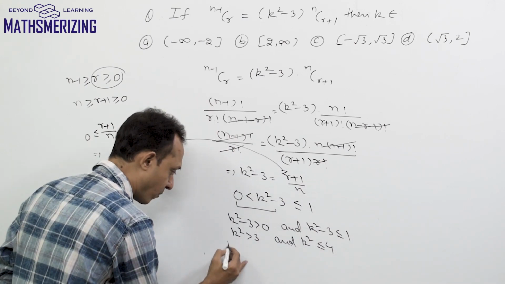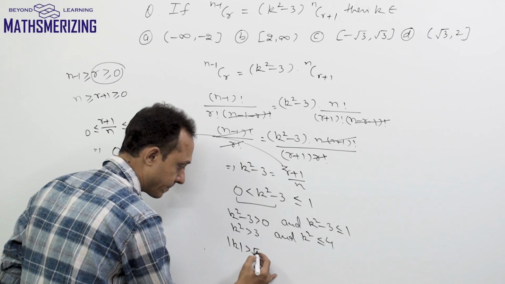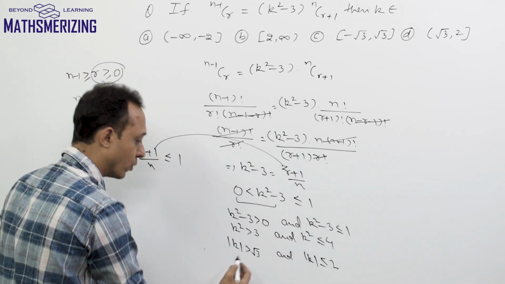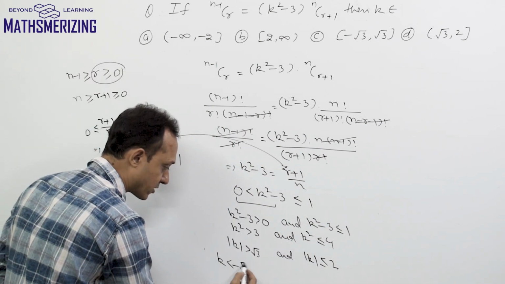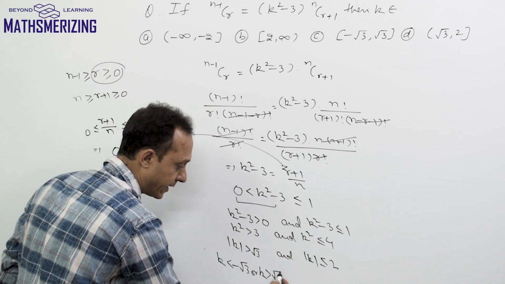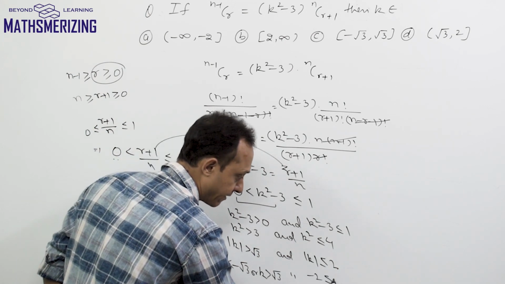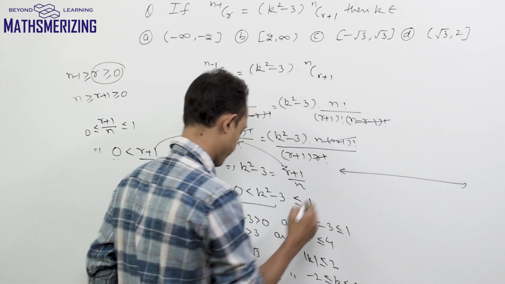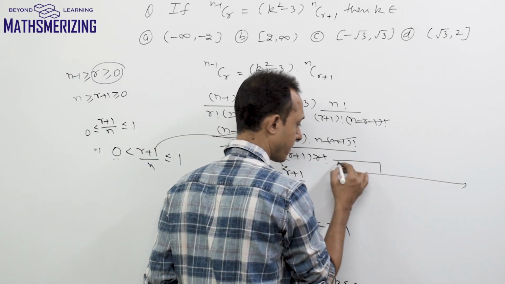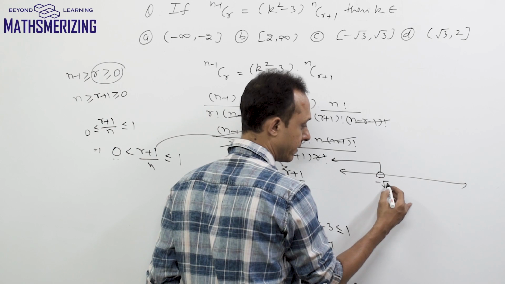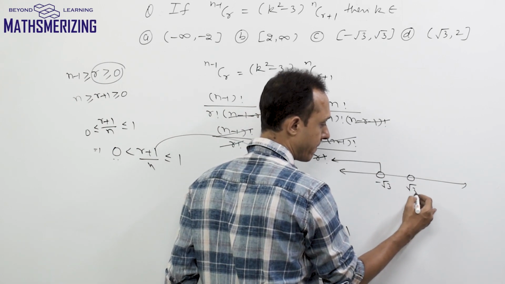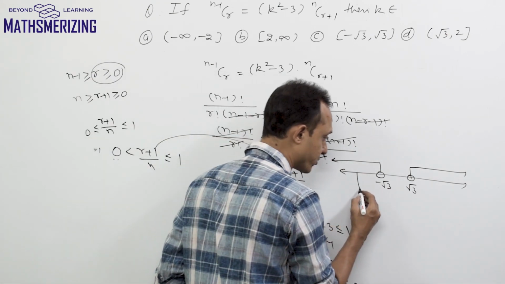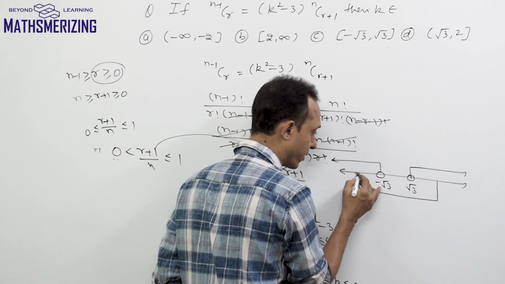So if I take square root, I can write mod of k is greater than under root 3, and from here I can say mod of k is less than or equal to 2. So from here I can write either the value of k is less than minus root 3, or the value of k is greater than under root 3, and here I can say the value of k should lie between minus 2 and plus 2. So if I take the intersection of the two conditions, I can write, the value of k should be less than minus root 3, or it should be greater than plus root 3, both not included, or the value of k should lie between minus 2 and plus 2, where minus 2 and plus 2 are both included.